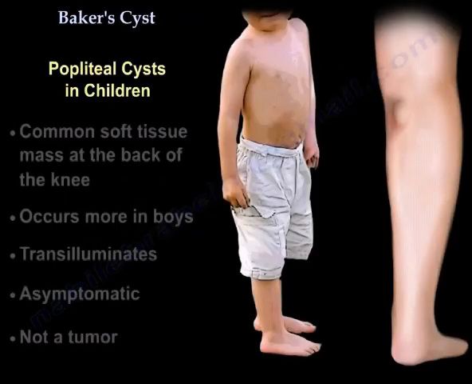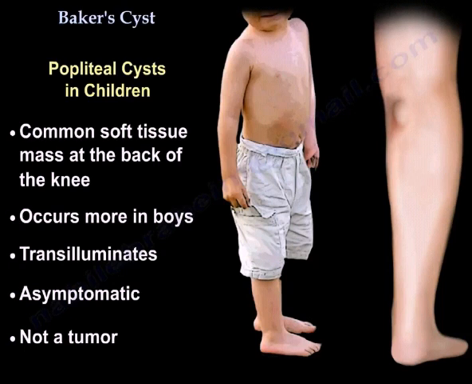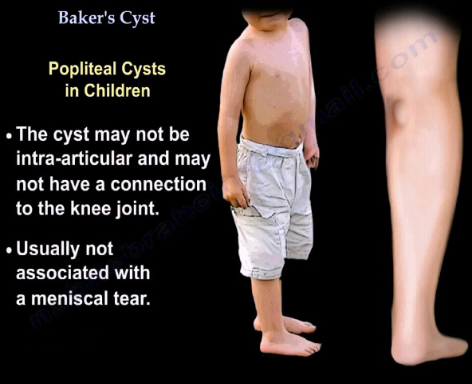Popliteal cyst in children. Common soft tissue mass at the back of the knee, occurs more in boys. Trans-illuminate, usually asymptomatic, and it is not a tumor. The cyst may not be intra-articular and it may not have a connection to the knee joint. It is usually not associated with a meniscal tear.